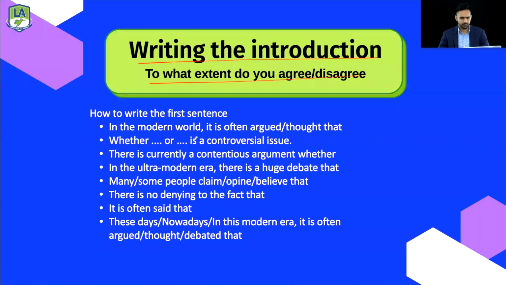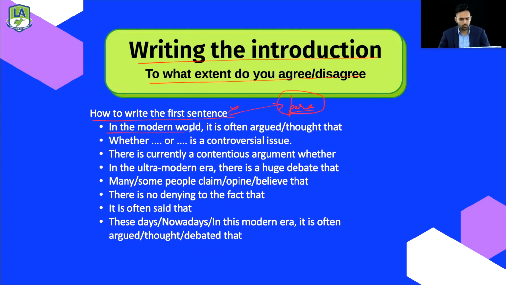Let's have a look here. How can you write the first sentence? If you remember, I told you in the first sentence, you have to paraphrase the topic. You have to paraphrase the topic, means you have to write the topic, but in different words. Paraphrasing means, yes, you write, meaning is same, but you're using different words.